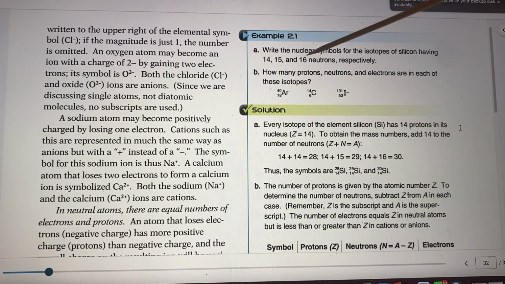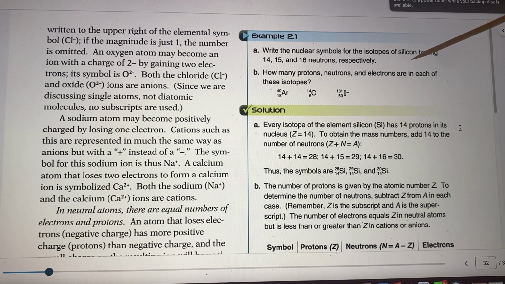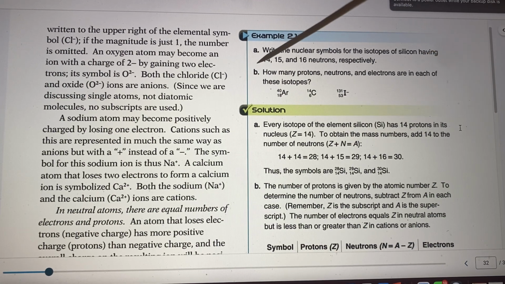So these are how you write it. When you have this, the first thing you have to do is look up silicon and find out what the proton number, the atomic number, is, and then add that to the neutrons, and you'll get the mass number, so it'll be 28 over 14. See how they did that? It's not really that hard to do.